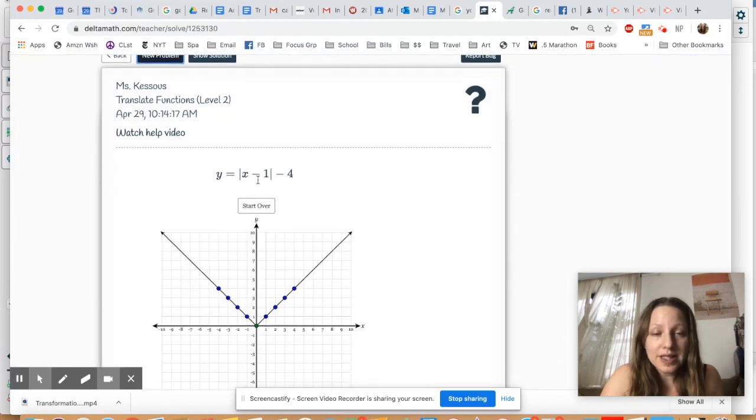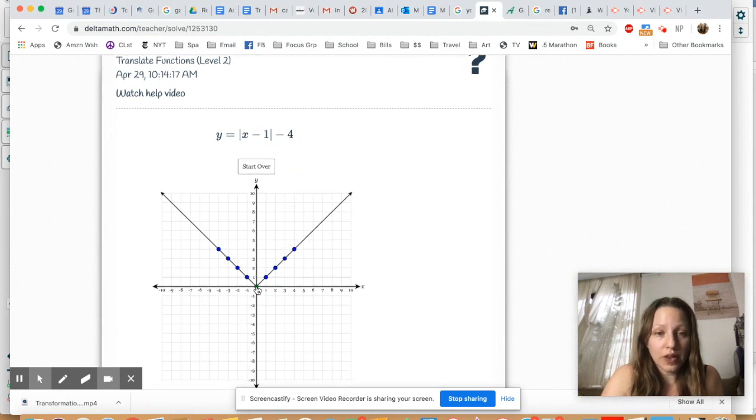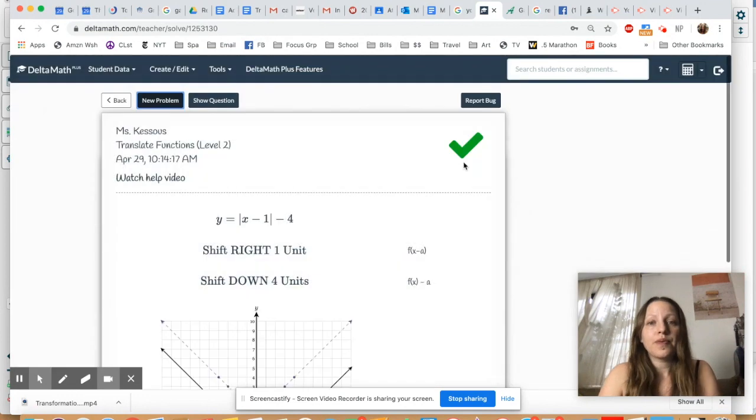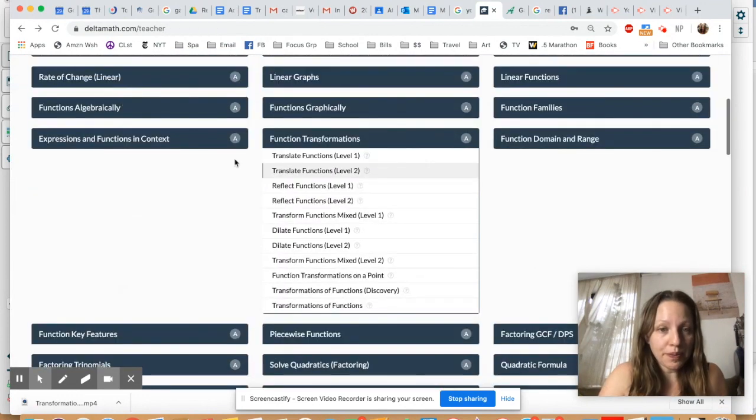Okay. Inside, is there anything? Yes, there is. There's a -1. That's right 1. Outside, is there anything? Yep, a -4. That's down 4. So I go click on the green dot, right 1, down 1, 2, 3, 4, and that's all you got to do. Okay, and I'm going to show one more thing.